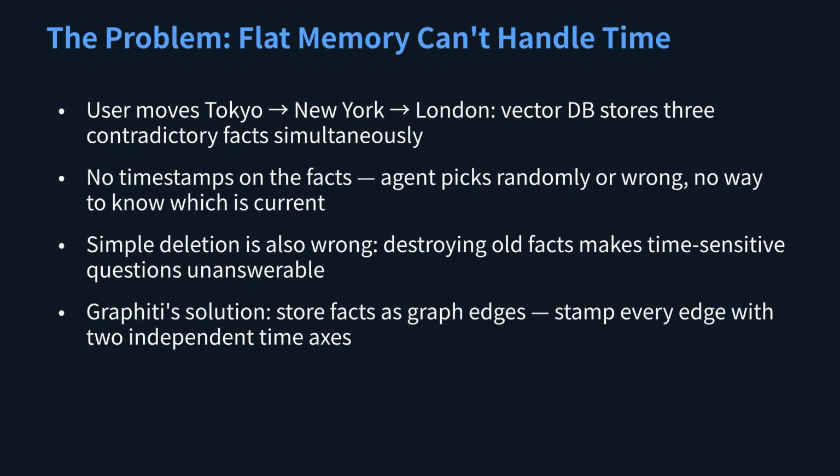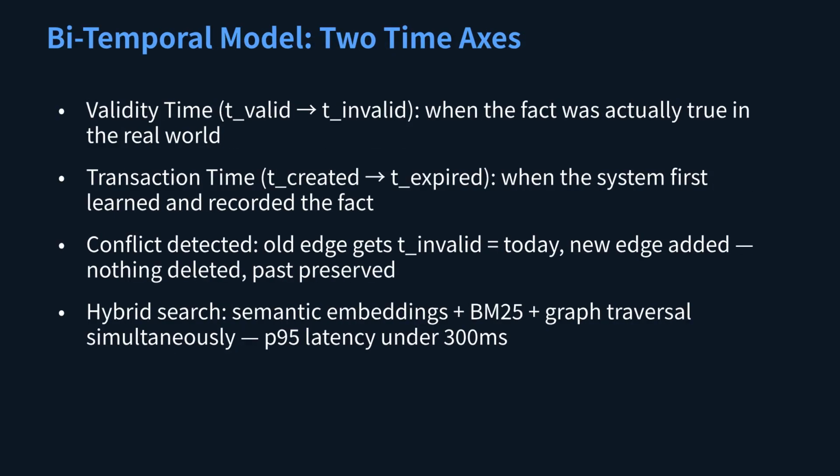Graphiti doesn't store text chunks. It stores a knowledge graph where facts have timestamps. Graphiti uses a bi-temporal model, 2 independent time axes on every fact in the graph. Validity time tracks when something was actually true in the real world. Transaction time tracks when the system first recorded it.